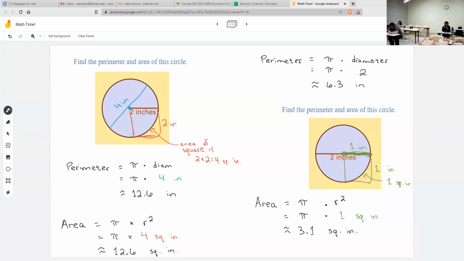Everyone okay with these examples? You could do this as homework. Do you have to draw the little boxes for the R squareds? No, you could just multiply 2 by itself. You could just multiply 1 by itself. But it's nice to see the picture of what's happening. How many of these boxes does it take to make up the whole circle? A little more than 3 of them.